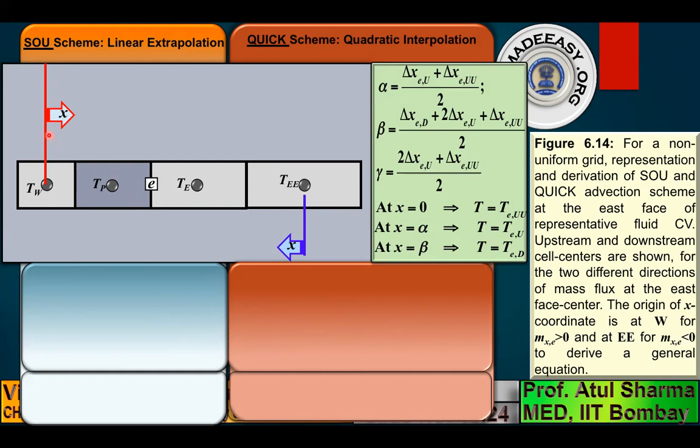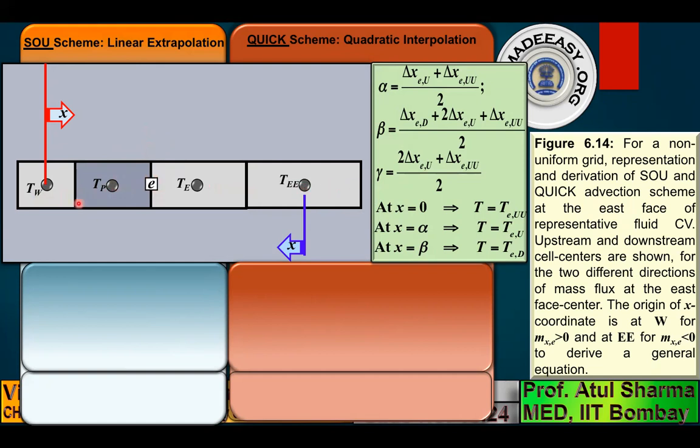Let us consider this slide, where I am showing you the derivation, for a non-uniform grid, of the second order upwind and QUICK scheme at the east face of a representative control volume. Our objective is to obtain, let us say, T small e, and you have a non-uniform grid. You can see here the width of this control volume, I will call it delta xw. The width of this control volume, I'll call it delta xp. This is delta xe, this is delta x EE.